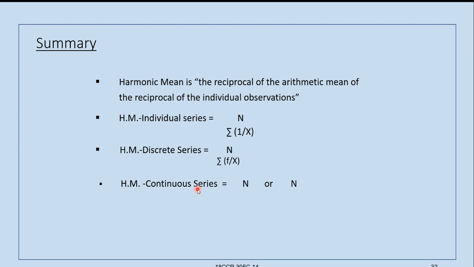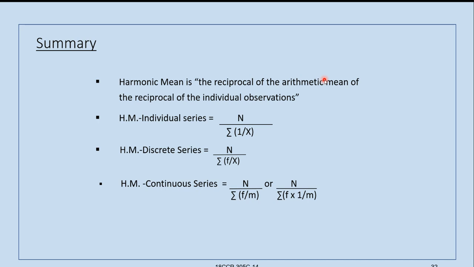Now we'll quickly recollect what we have seen. We have seen the definition of harmonic mean, that is the reciprocal of the arithmetic mean of the reciprocal of the individual observations. And the formulas are taken like this. Individual series n by sigma 1 by x. Here you may wonder why I have not used the arithmetic mean word in this formula when the definition is having arithmetic mean.